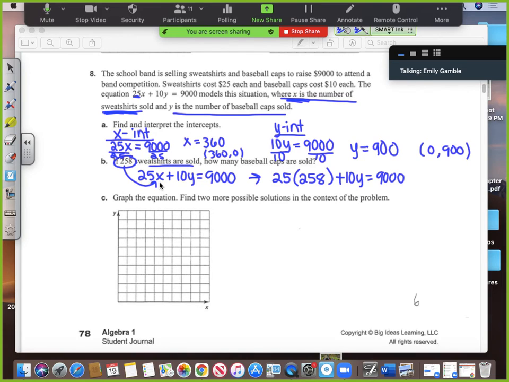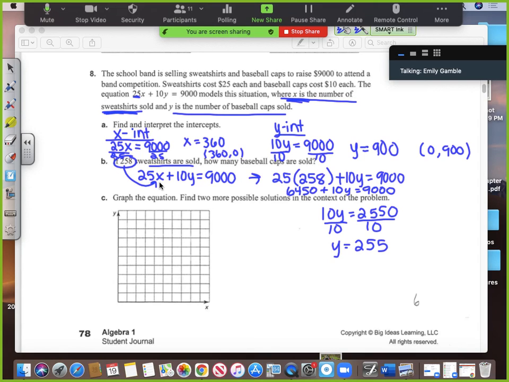25 times 258 is 6,450. So 6,450 plus 10y equals 9,000. Solving this equation for y, which is the number of baseball caps, I would subtract both sides by 6,450, and 9,000 minus 6,450 is 2,550. And then we're going to be dividing this by 10, and we get y equals 255, which means 255 baseball caps were sold. That would be the answer to letter B.